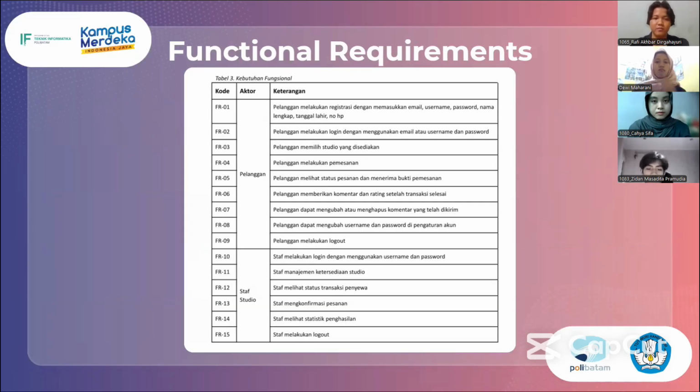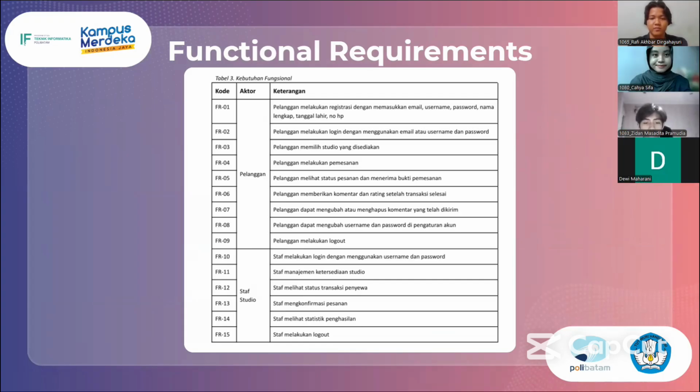For functional needs, we divide them based on the previous two actors, namely customer and studio staff. For customers, they will register an account, then log in and select the studio provided. After that, they can place an order and receive proof of their order. Then they can provide a review once the transaction is complete. Customers can change or delete their reviews. They can also change their username and password. And finally, customers can log out of their account.